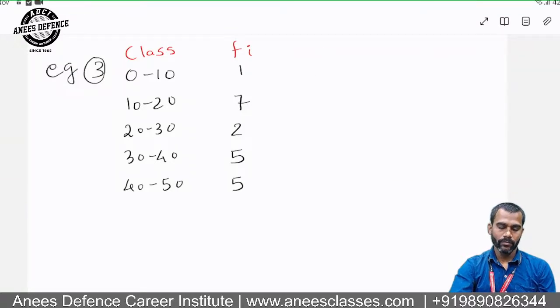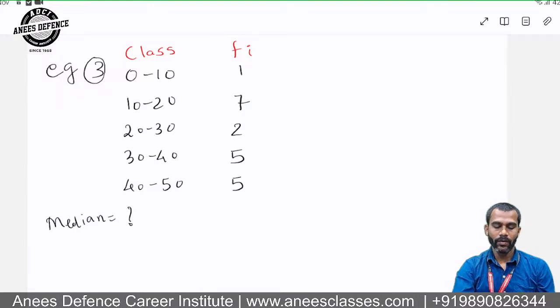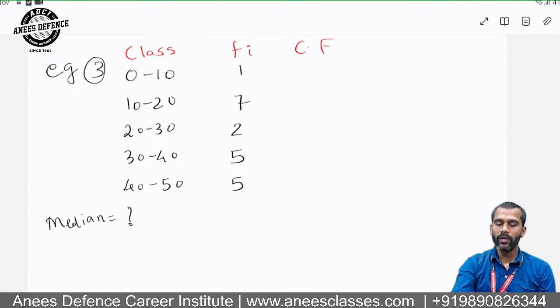Find median. So let me tell you this one, very easy. First of all, we have to make one more column of cumulative frequency. What is the meaning of cumulative frequency? Add all the frequencies, right? So one by one we need to add.